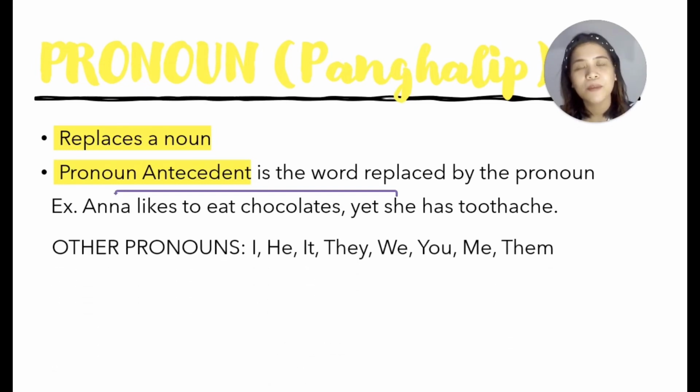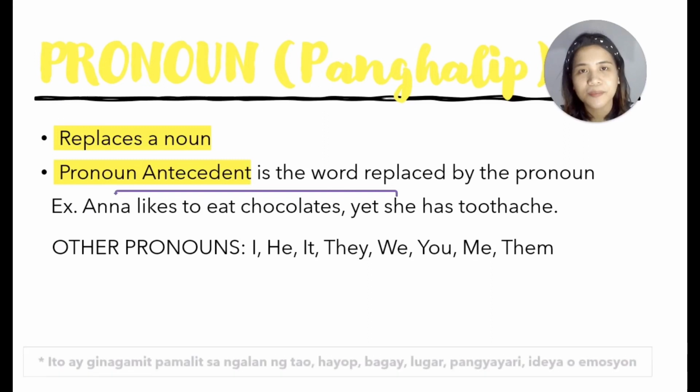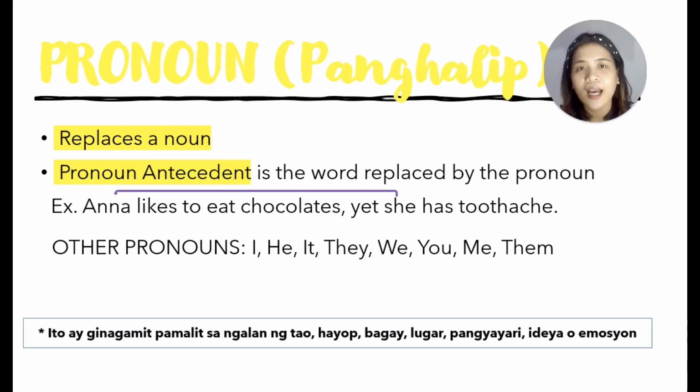What are other examples of pronouns? We have I, he, it, they, we, you, me, and them. Of course, there are also other examples, but for now, let's have those examples. Tandaan, ang pronoun ay ginagamit pamalit sa ngalan ng tao, hayop, bagay, lugar, pangyayari, ideya, o emosyon.